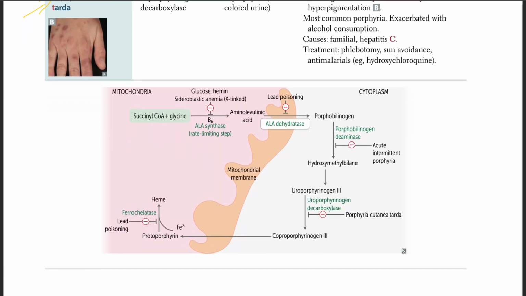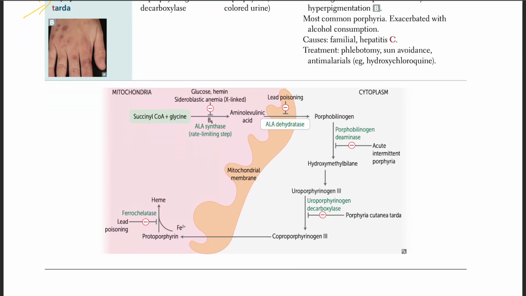Just looking at how the biochemistry works, starting from here, we have succinyl-CoA and glycine. There's a rate-limiting enzyme, ALA synthase, that works on it and converts that into aminolevulinic acid. And still we are in the mitochondria. That aminolevulinic acid goes from the mitochondria to the cytosol by the enzyme known as ALA dehydratase. And when it comes to the cytoplasm, now it's called porphobilinogen.